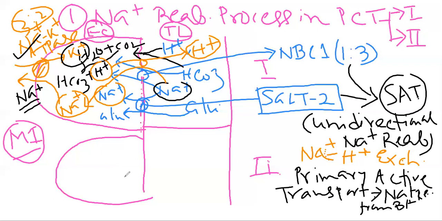So again, to summarize, sodium ion in the part 1 of the proximal convoluted tubule will be reabsorbed by the unidirectional process as well as by the exchanger process.